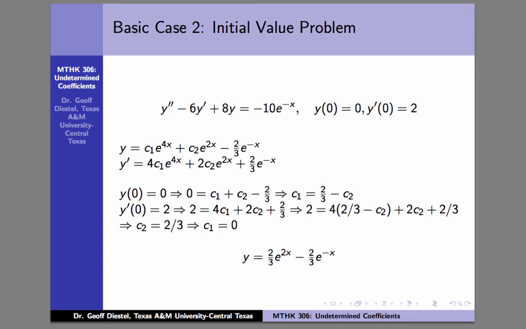That tells us what our y is. So remember, y is going to be c1, which is 0. So the e to the 4x term actually doesn't exist. It's not there. And c2 is 2/3, so that's why we get 2/3 e to the 2x. And then remember, our particular solution was minus 2/3 e to the minus x. So that's here. So there's a solution, a unique solution to this initial value problem.